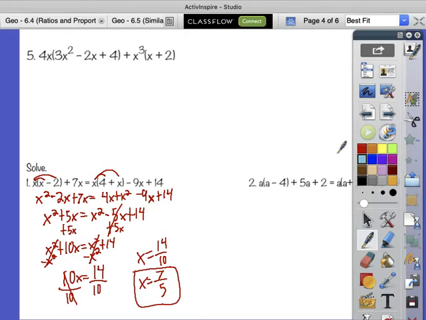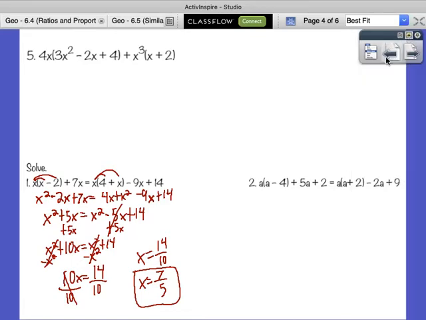I want you guys to try number 2. Once again, we start out, simplify each side as much as you can, and then once they're all simplified, then we start moving stuff around. Hint, this one works out a lot nicer.